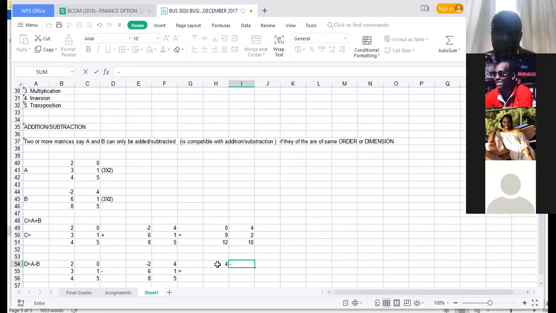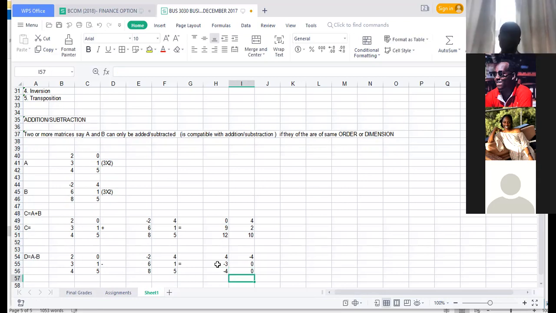Negative 4. Minus 4. Good. Here. Negative 3. Negative 3. Here. 0. 0. 0. Here. Minus 4. Minus 4. And then what? Minus 0. 0. Is that okay? Yes. Remember to put this in a square bracket.